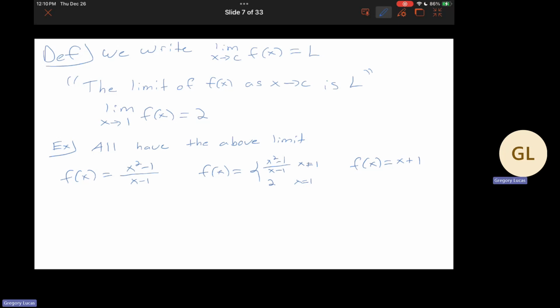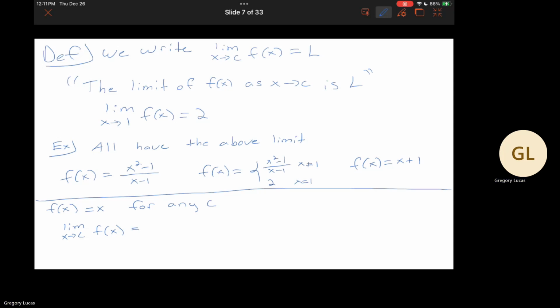Right. So let's look at a few examples of just some simple limits. So let's find the limit of the identity function. So let's consider f of x is equal to x for any c. So the limit as x goes to c of our function. So if we go to any value c, our function is just f of x equals x.